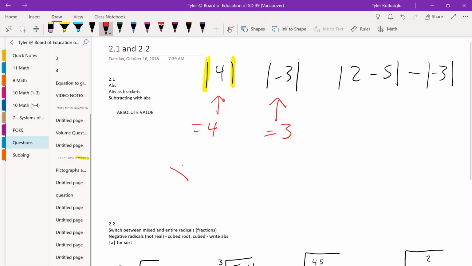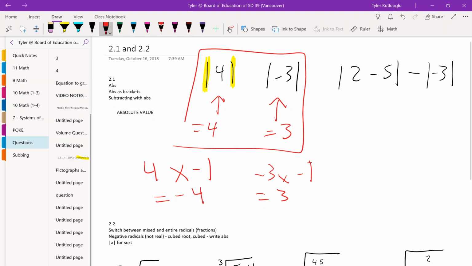That's what makes it different than multiplying by -1, let's say, because that changes the sign. So 4 times -1 would be -4. -3 times -1 would become +3. So that's kind of the difference. Absolute value is kind of useful for that very specific instance.